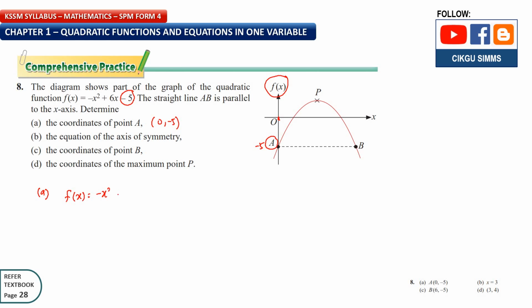f(x) equals negative x squared plus 6x minus 5. For this point, your x is 0, right? So let x equal 0. So my y will become this. I've substituted x with 0 here. So 0 plus 0 minus 5. So my y is negative 5, my x is 0. So these are the coordinates of A. Now question (b). Find the equation of the axis of symmetry. Also, the axis of symmetry is this.